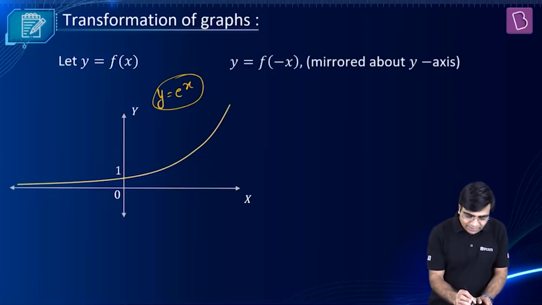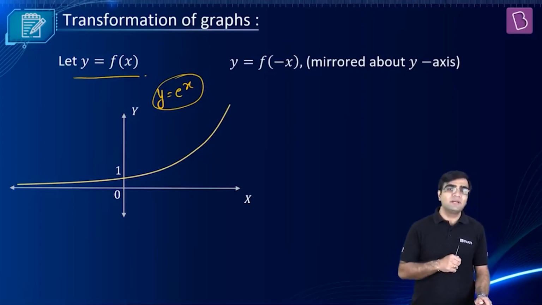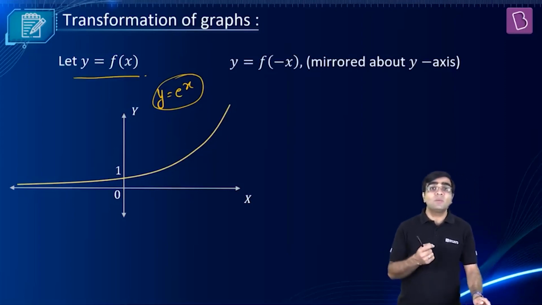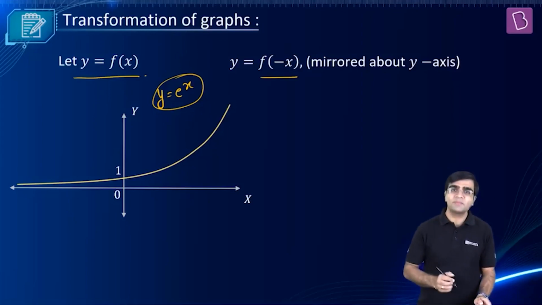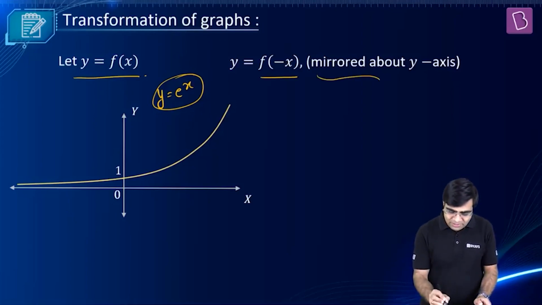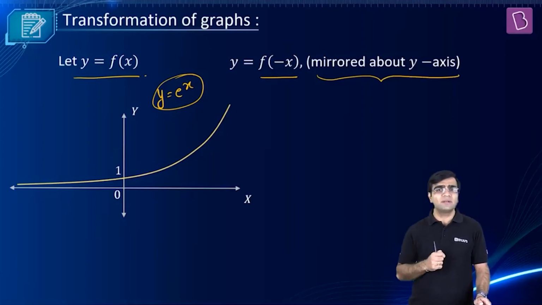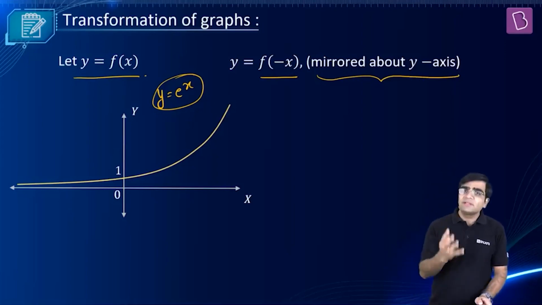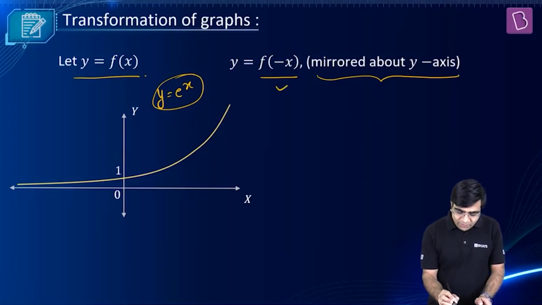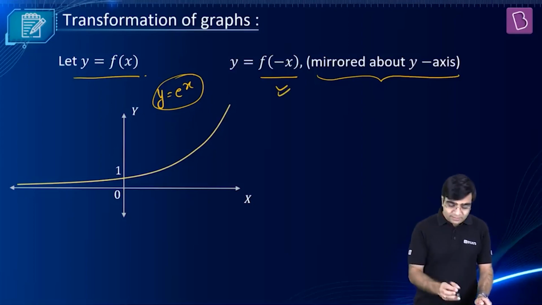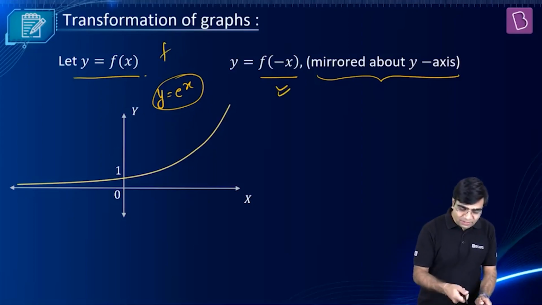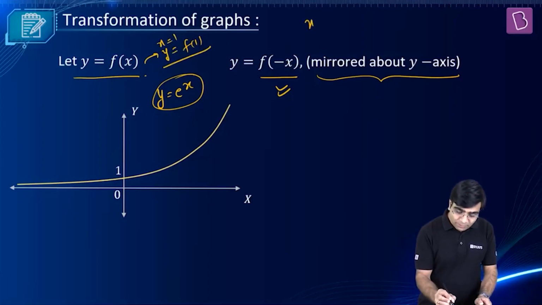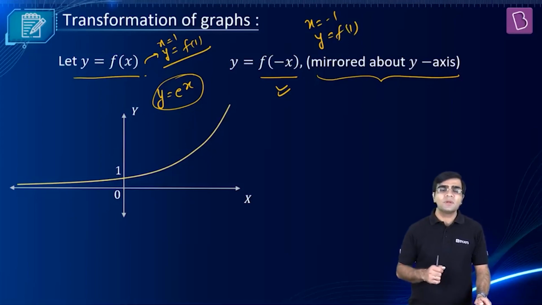So let's say I am given the graph of y equal to f(x), and I'm trying to move to the graph of y equal to f of minus x. They say that you can achieve it by just taking the mirror image with respect to the y-axis. What am I actually trying to do? Think in this way. Initially, for y equal to f(x), at x equal to 1, we get f of 1. But here, only when I put x equal to minus 1 will I get y equal to f of 1. Did you get my point?